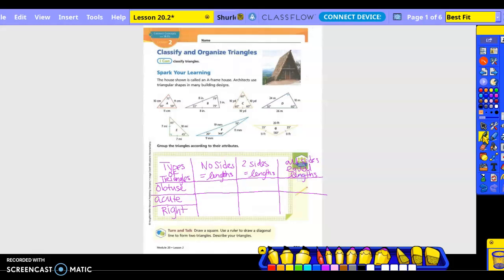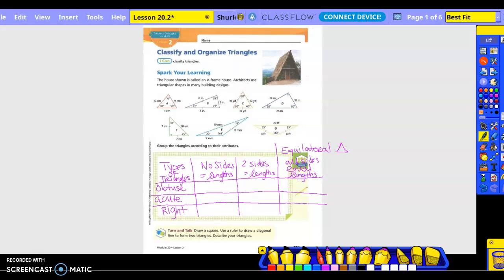And then we're going to figure out which triangles up here go in those categories. Also, when we say no sides of equal length, two sides with equal length, and all sides of equal length, those specific types of triangles have a name. The one with all equal sides is called the equilateral triangle. I'm just going to do a triangle shape, so save some room here.